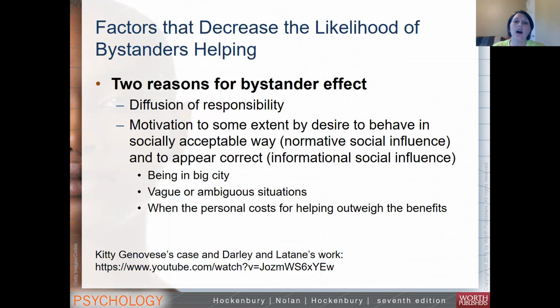Another factor is if the personal costs outweigh the benefits. For example, if you're going to be in danger if you help, that will actually stop you from helping. If it's a burning building and you don't want to die in the burning building, you're not going to go in and rescue someone. If you don't know how to do something, so let's say somebody passed out and stopped breathing, but you don't know CPR, you want to help, but you don't know how, that will stop you from helping.